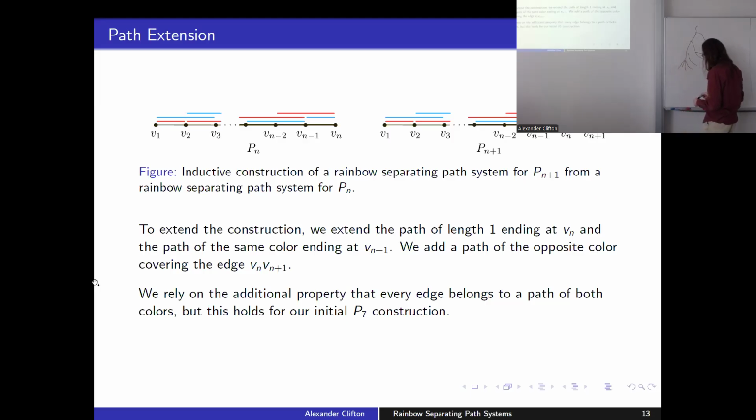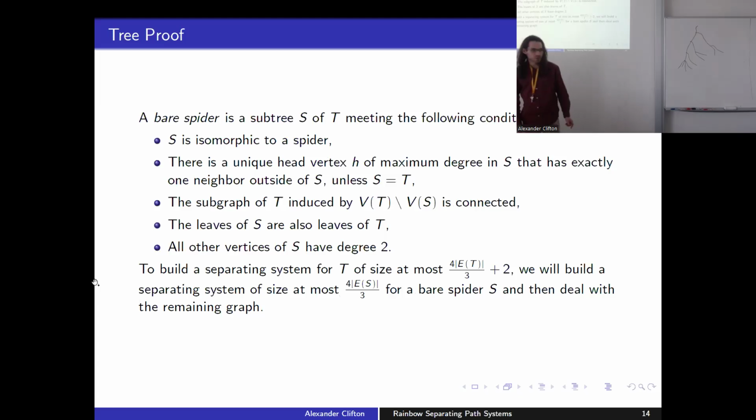And the way that we're going to deal with trees is we're going to eat them piece by piece. So we have this notion of a bare spider. So think of this as being a bare spider. And the idea is, if I could find a properly sized separator for my bare spider, I will use all those paths, and then I will remove this, and then I will find a bare spider in the remaining graph, find all the paths I need to separate that, or I'll remove that, and I'll keep going.